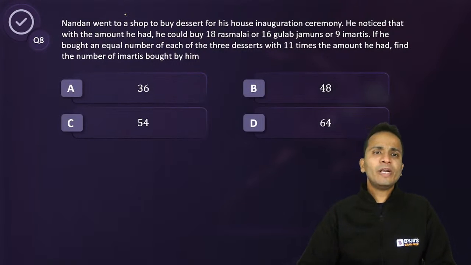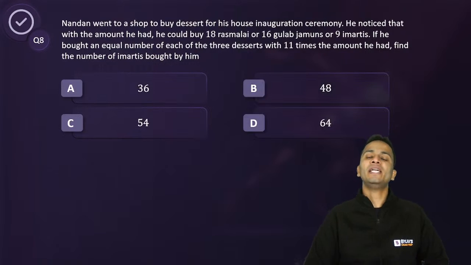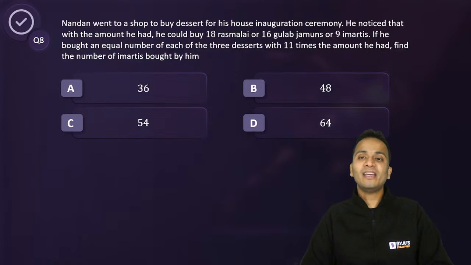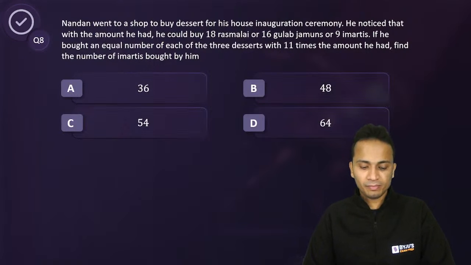Now question is, Nandan went to a shop to buy dessert for his house inauguration ceremony. He noticed that with the amount he had, he could buy 18 rasmalai or 16 gulab jamuns or 9 imartis. Such a tasty question. If he bought an equal number of each of the three desserts with 11 times the amount he had, find the number of imartis bought by him.